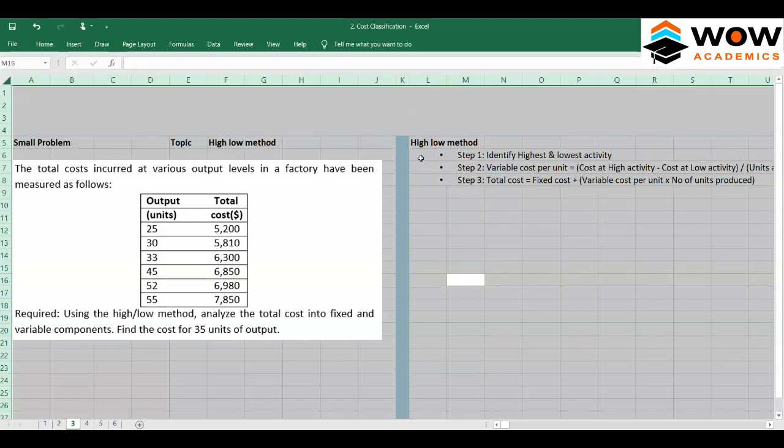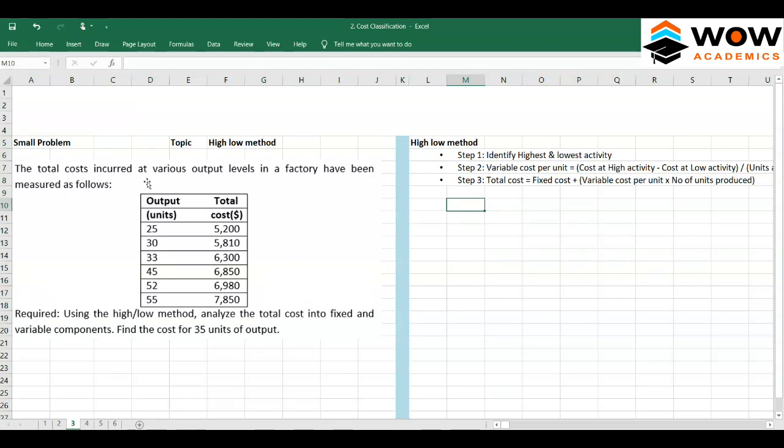The total cost incurred at various output levels in a factory has been measured as follows. So output is this and total cost is this. They're asking: required, using the high-low method, analyze the total cost into fixed and variable components. Find the cost for 35 units of output.